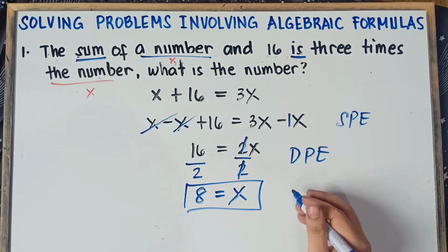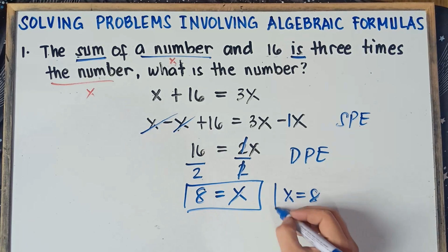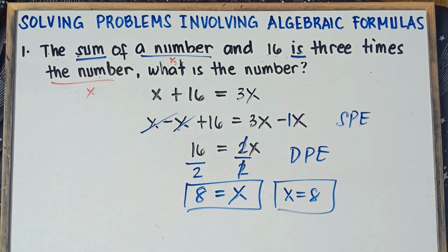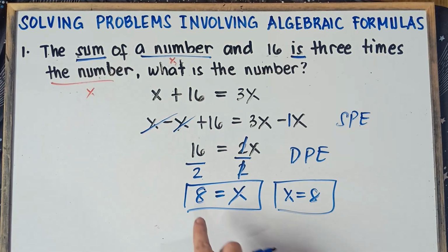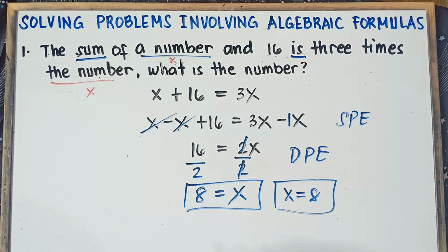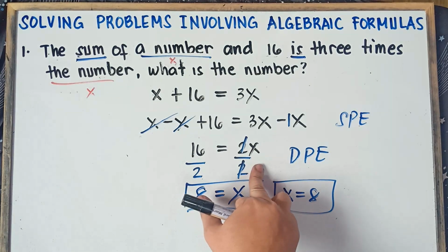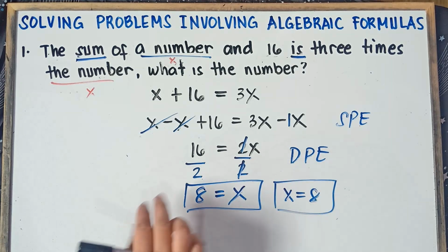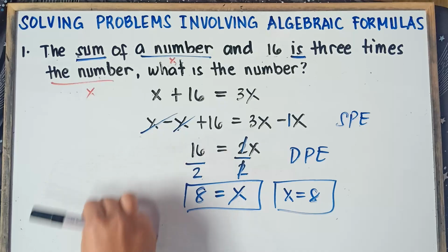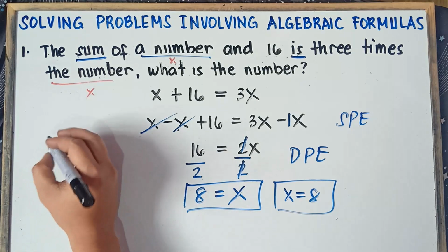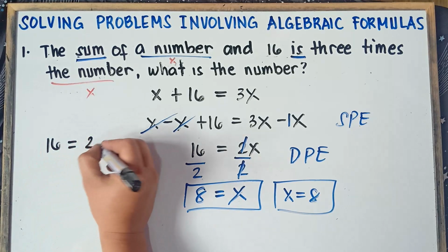Once again, class, this is just the same as x equals 8. We call this one the symmetric property. So 8 equals x is just the same as x equals 8. Now, in this scenario, class, you can also apply the multiplication property of equality. So let me explain this one, class, for you not to be confused. For example, class, if I say 16 equals 2x.